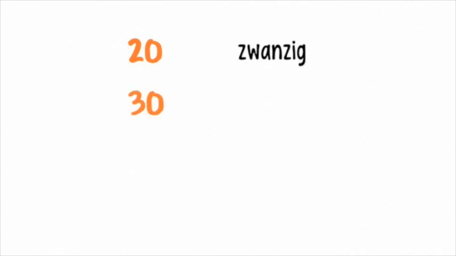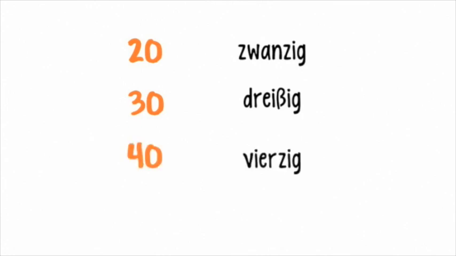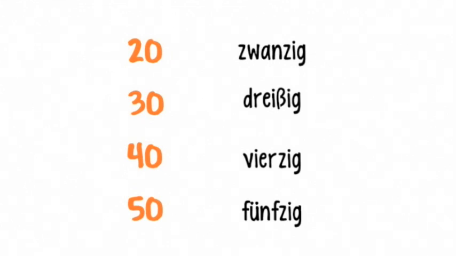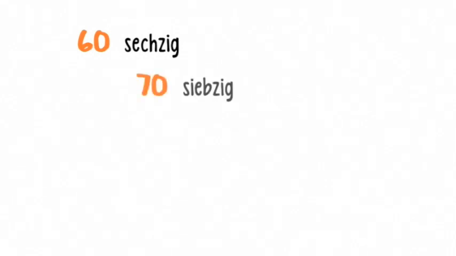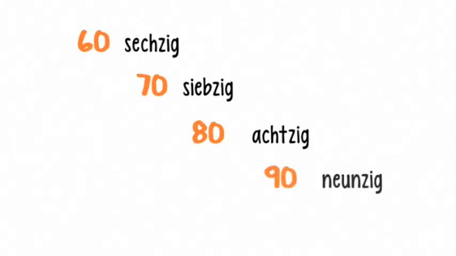Let's have a look. 20 in German is 20, 30, 40, and 50. 20, 30, 40, 50. 60, 70, 80, 90, and the last one, 100.